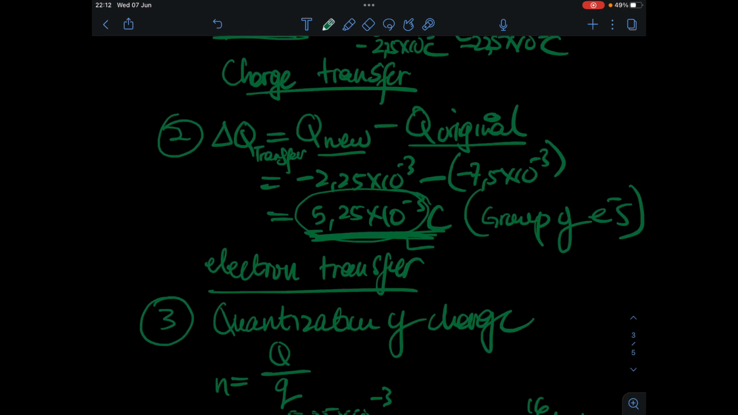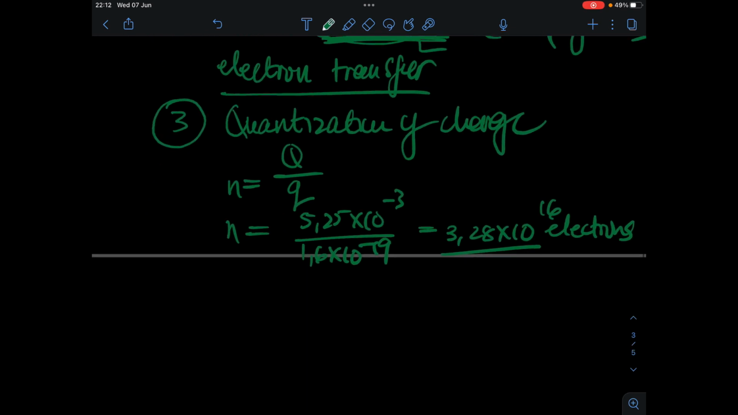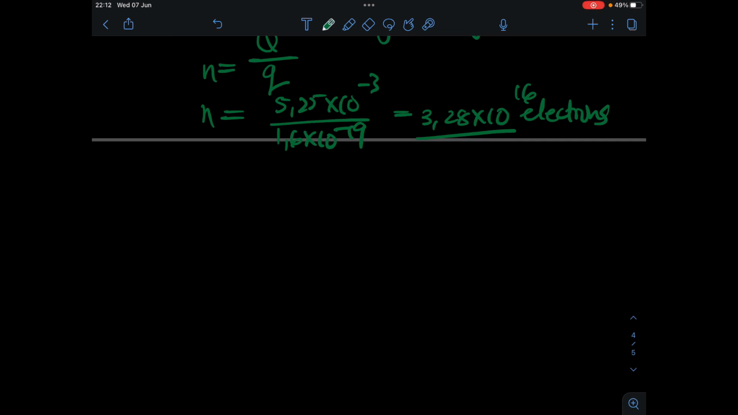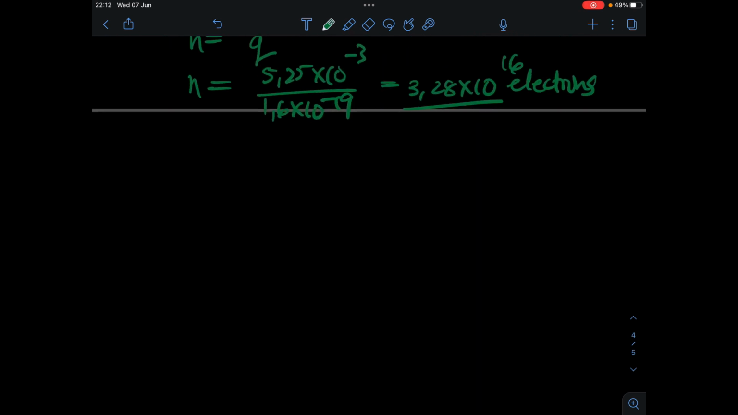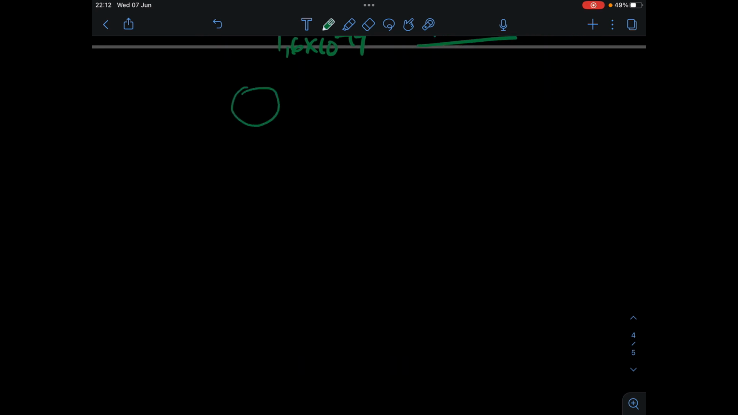now these two charges that were brought in contact with each other are separated now. And when they're separated, they become new charges. Now let's say they use the new charges. They separated those new charges because they repelled each other. This is A and this is B. So it's negative 2.25. These are the new charges. Negative 2.25. These are the new charges.